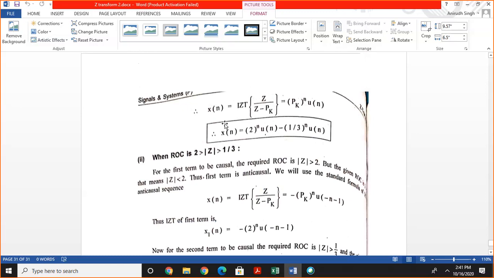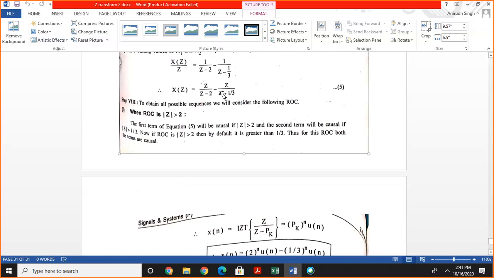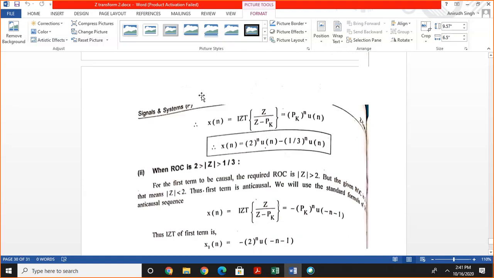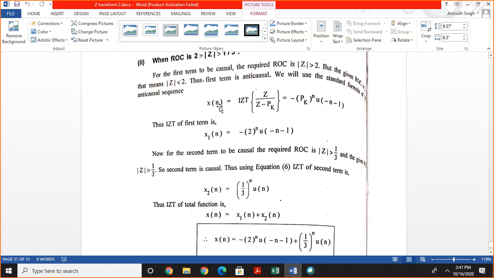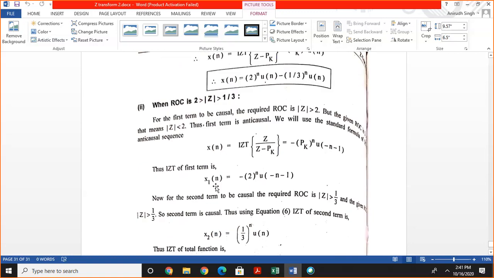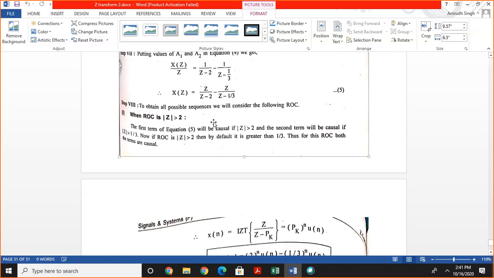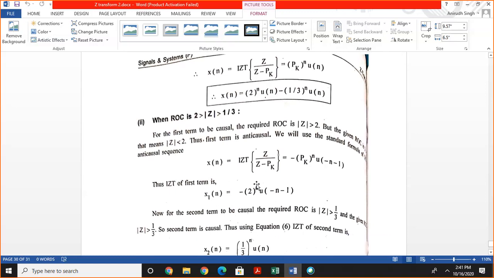In this case, in the question, the condition for the ROC is not given. So suppose the ROC is greater than 2. When the ROC is greater than 2, it means that this sequence is causal, and if the absolute value of z is greater than 2, it is also greater than 1/3. It means that both terms are causal. If it is causal, then we use this formula and we get the value of x(n).